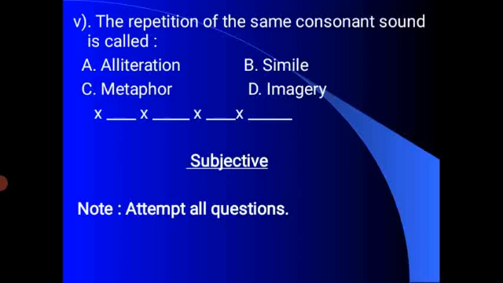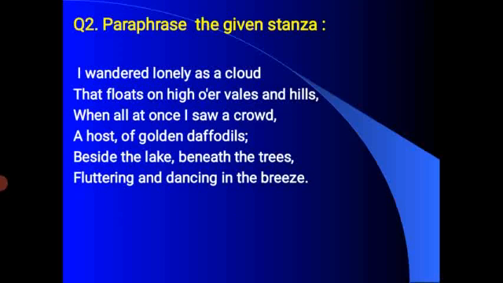Dear students, now you have the subjective part and you have to attempt all questions. Question number 2, paraphrase the given stanza. The stanza is given to you, and you have to paraphrase it. You know very well how we do paraphrasing. I am going to read it. I wandered lonely as a cloud that floats on high over vales and hills, when all at once I saw a crowd, a host of golden daffodils, beside the lake, beneath the trees, fluttering and dancing in the breeze.